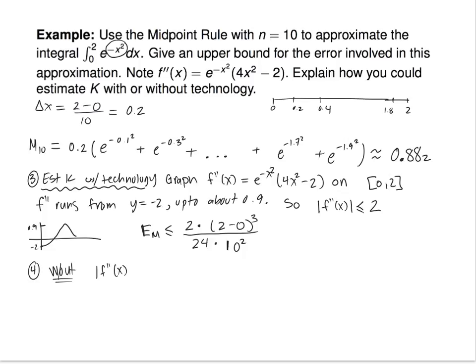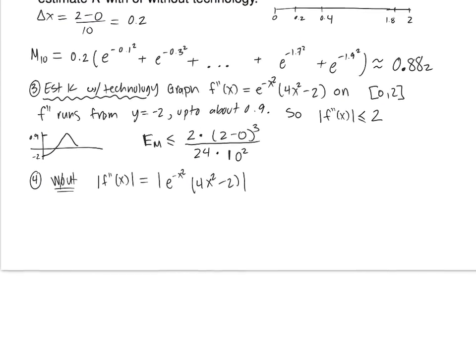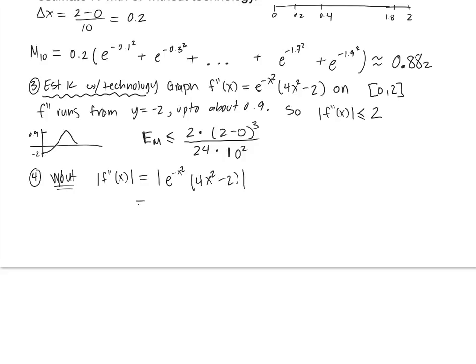So the second derivative is equal to the absolute value of e to the negative x squared times 4x squared minus 2. e to the negative x squared is positive, so absolute value bars are not necessary there, right? Is 4x squared minus 2 always positive? I don't think so. It's a parabola that's shifted down 2, so it's not always positive. I'm just going to keep it in absolute value bars.